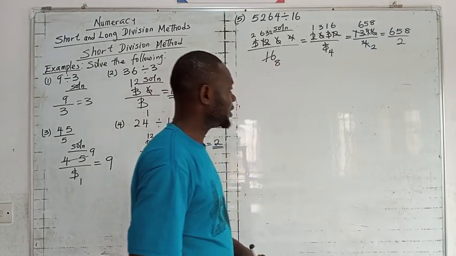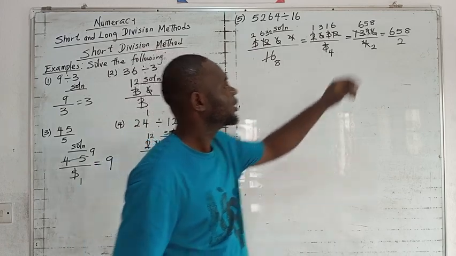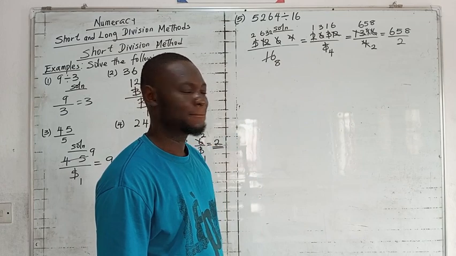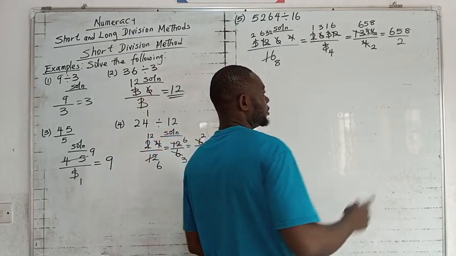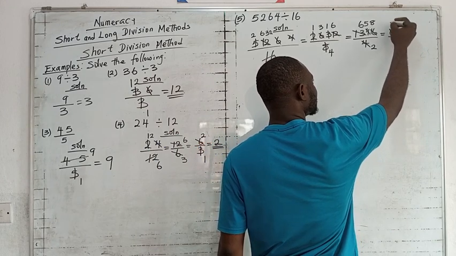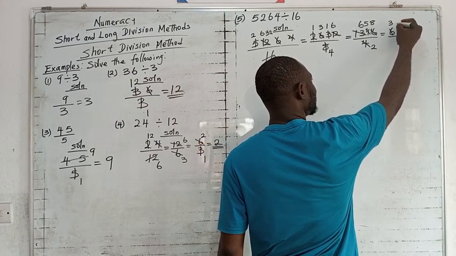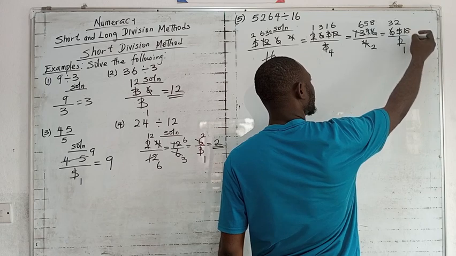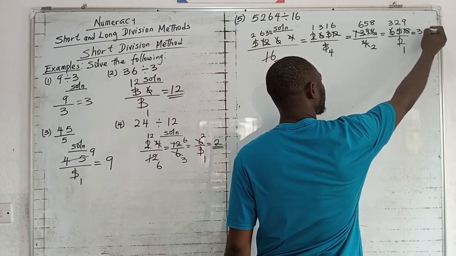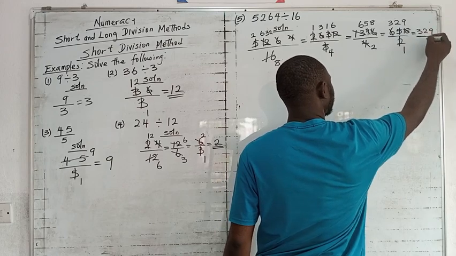Can 2 still divide? Yes, it can, because here is an even number. Okay? So 2 divide 2, 1. 2 divide 6, 3. 2 divide 5, 2 remainder 1. 2 divide 18, 9. So we now have 329 divided by 1.